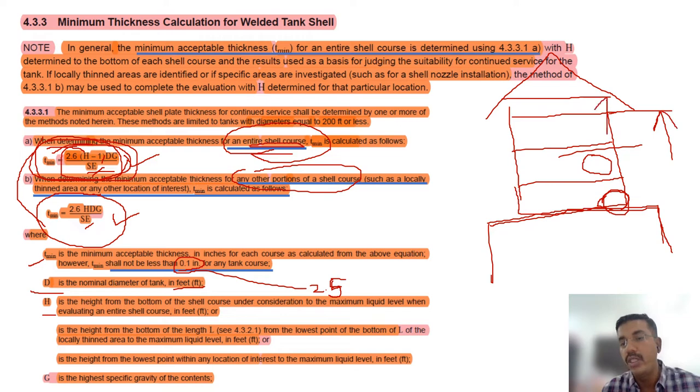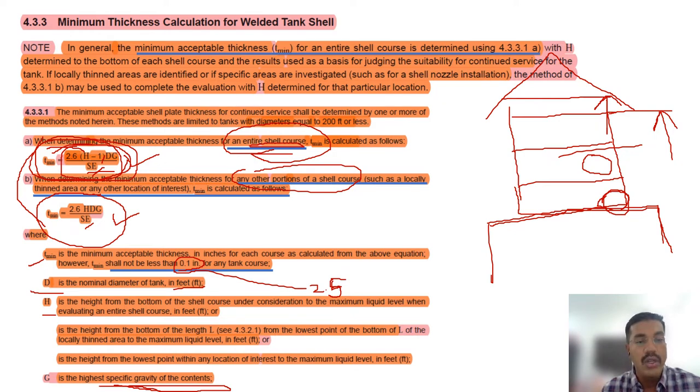If you go up to this height, you are wrong. Okay, so that's what it is saying. Then G is the highest specific gravity of the content. Usually the specific gravity is given. What is the specific gravity of water? 1. So if it is given as water, then you have to take G as 1.